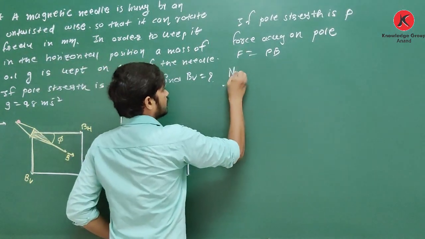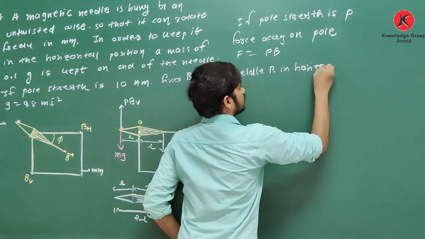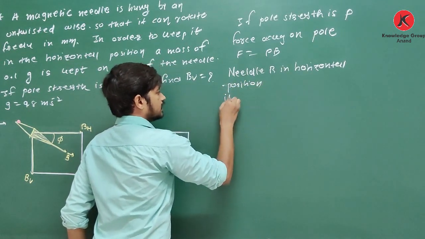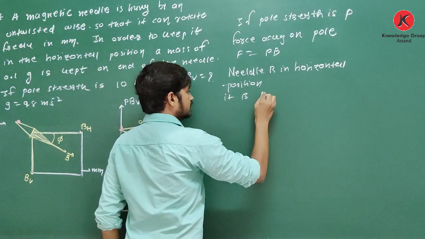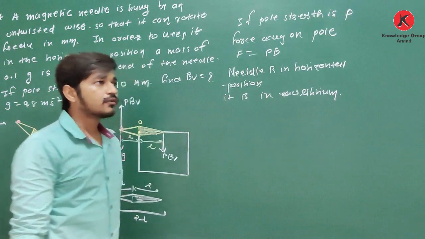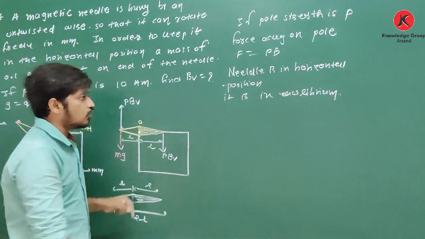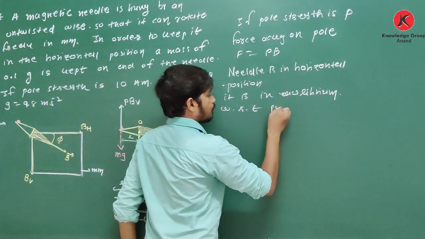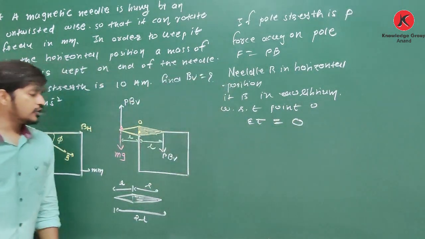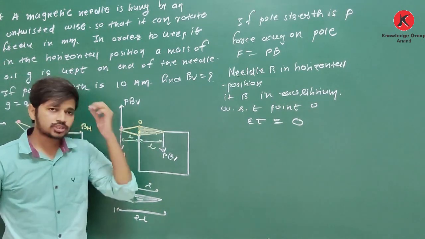The needle is in the horizontal position, which means it is in equilibrium. And we know that for equilibrium, with respect to this point O, sigma tau is equal to 0. The resultant torque is 0. Torque is a vector quantity. Due to these three forces, torques are acting.